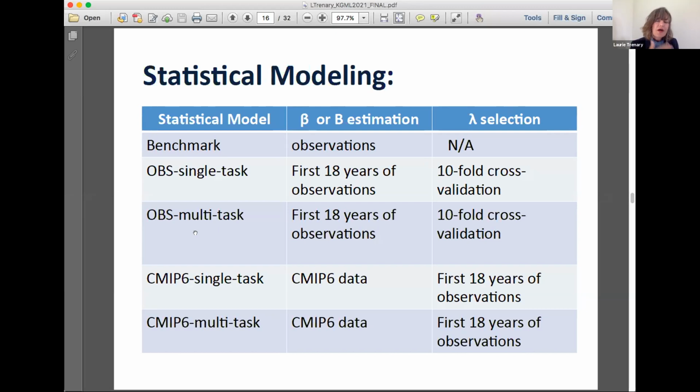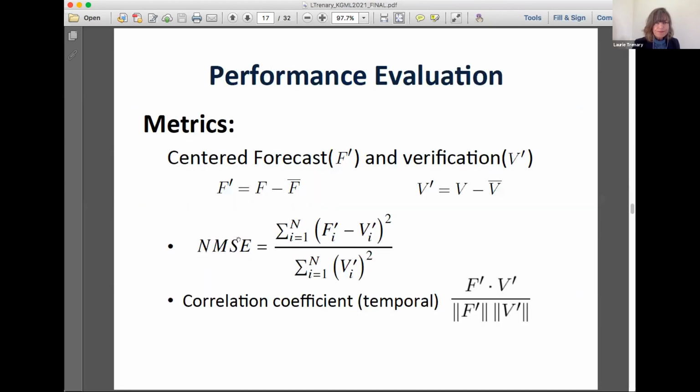Then we have our CMIP6 trained models, where the betas are estimated by training on the CMIP6 data. Then we use the first 18 years of observations to select lambdas. In this way, the observations are actually informing the predictive model that we've estimated from the CMIP6 data. All the lasso models are evaluated on the same 19-year portion of observations.